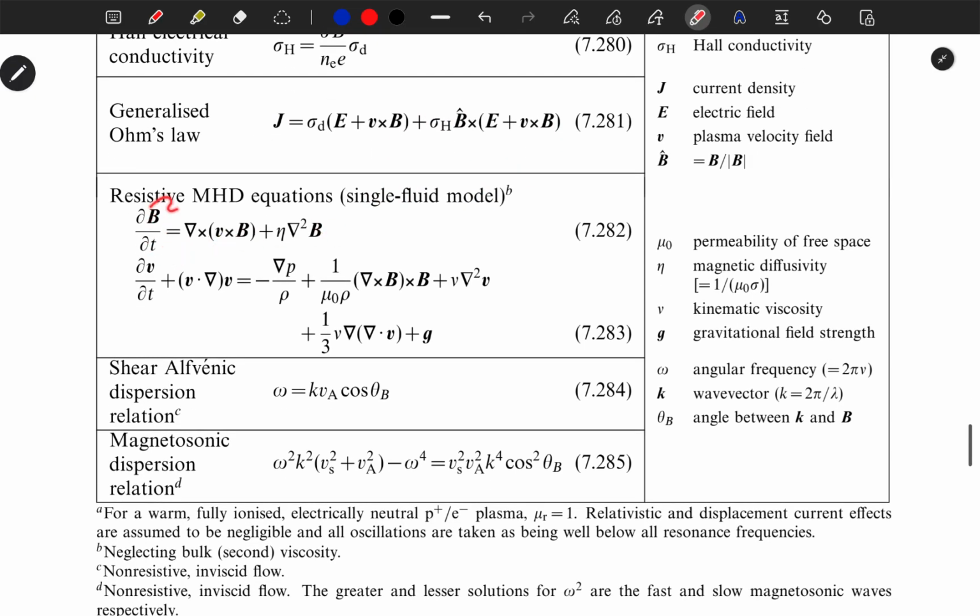Resistive MHD equation, del B by del t equal to curl of v cross B plus eta nabla square B. Del v by del t plus v dot nabla v equal to minus nabla P by rho plus 1 by mu rho curl of B cross B plus mu nabla square v plus nu nabla of divergence of v plus g. Shear Alfven dispersion relation is this, and magnetosonic dispersion relation has the following form.